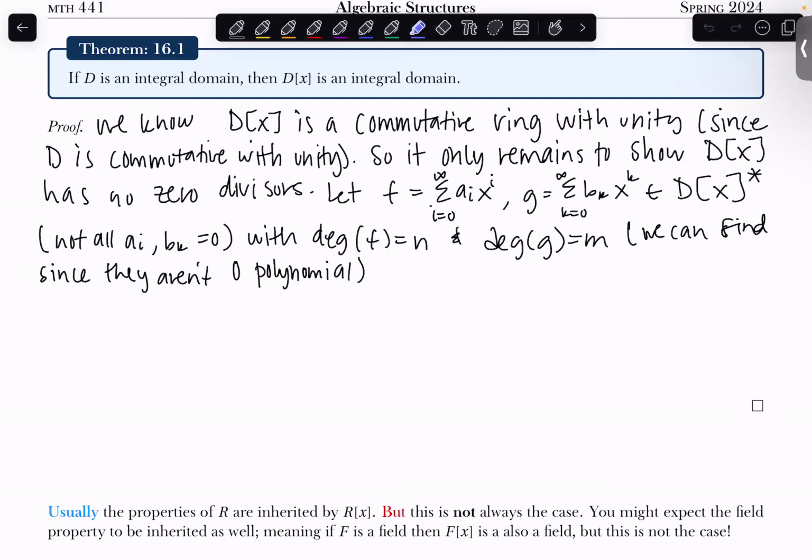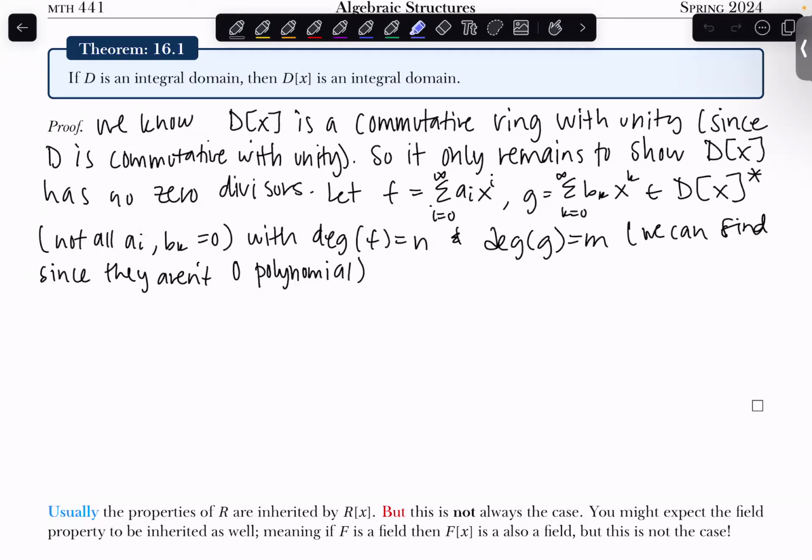And so really what that's telling me is that I can actually think about the degree of each one of the polynomials. I'll call one n, I'll call one m. And then the goal is to study what happens when we multiply them together. The goal is to show it doesn't equal the 0 polynomial. And really we'll do this by showing that the degree of the product is going to be adding up the degrees of the pieces there.